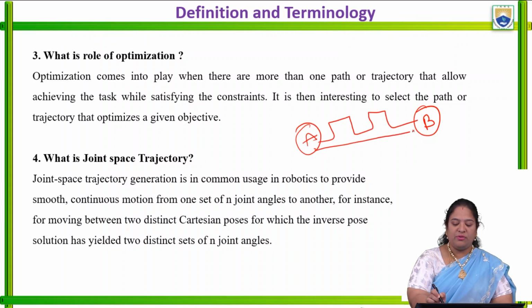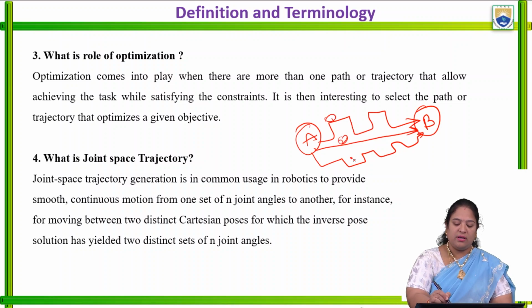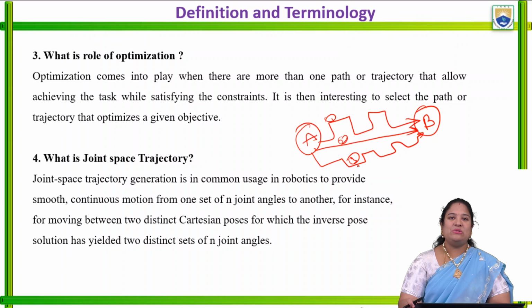It can directly move in this direction, or it can move in that direction. This is 1, this is 2, and this is 3. So the robot has to select the shortest possible path where it can reduce the time constraint, and the work it is doing can be completed within the time. So optimization is an important concept which plays a very important role in trajectory planning, where it is used to select the path or the trajectory that optimizes a given objective. That is known as optimization.